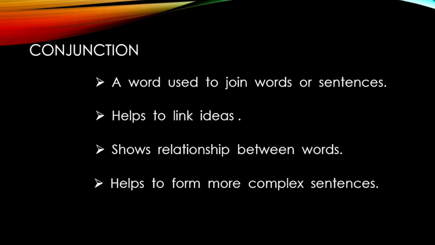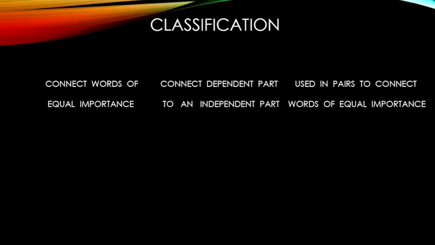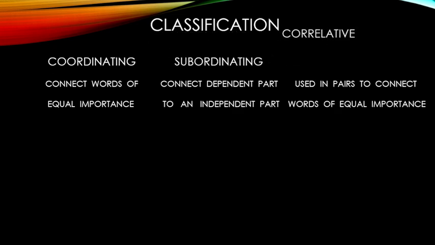Actually, conjunction is divided into three parts, namely coordinating conjunction, subordinating conjunction, and correlative conjunction. Three different types of conjunctions are there. These three conjunctions have their own usages and their own meaning. After knowing their functions, only then will we know where to use each conjunction. So let's start with the definition of each type.